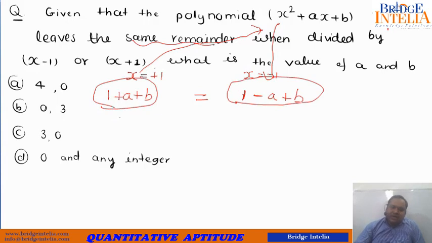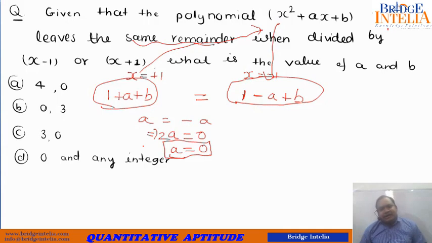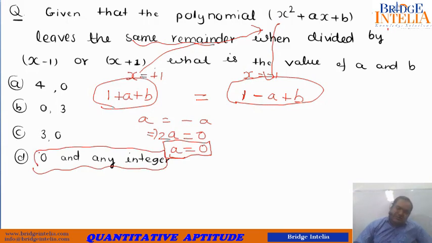So from here what can you conclude? Let's see. So 1 and b are cancelled out and a is equal to minus a. From here a is equal to 0. So the only thing that you can conclude is a is equal to 0 and nothing can be said about b. So b has a free hand. So this must be the correct option. So you can safely conclude that a must be equal to 0 and nothing can be said about b. So the correct answer will be 0 and any integer. b can assume any value.